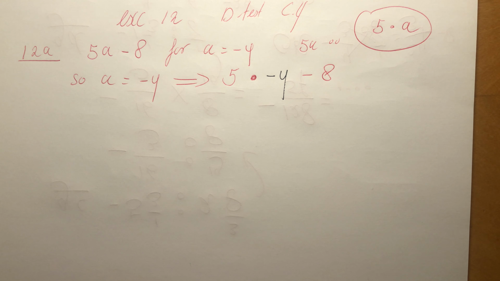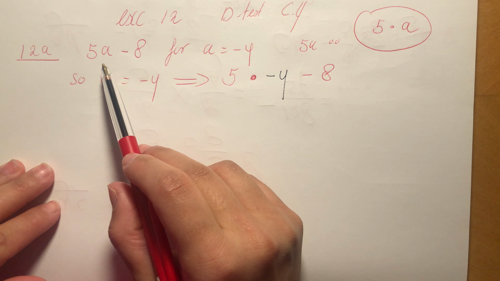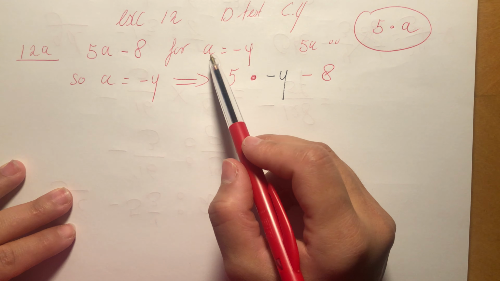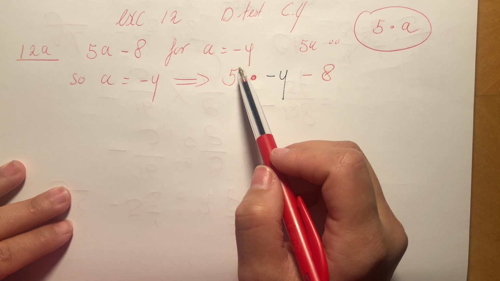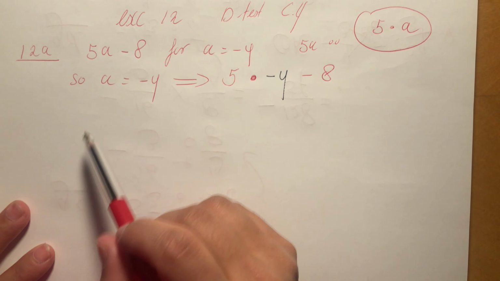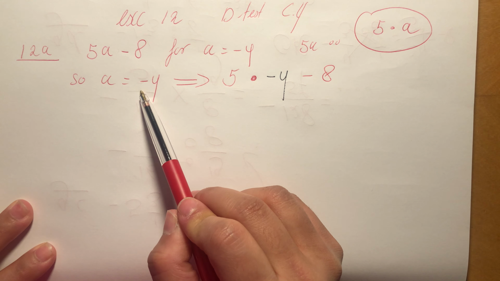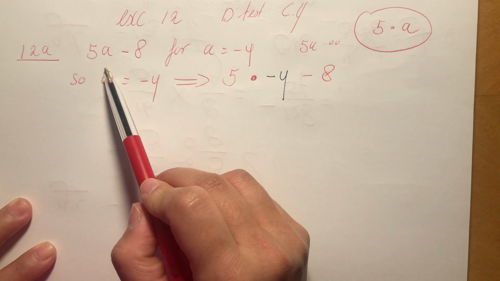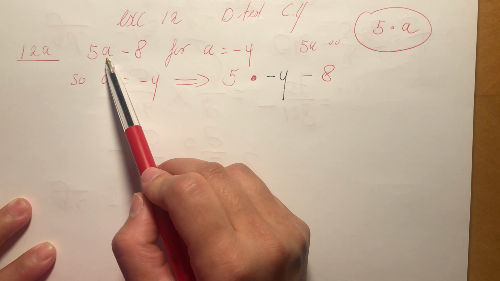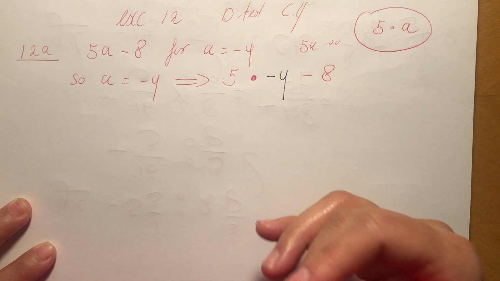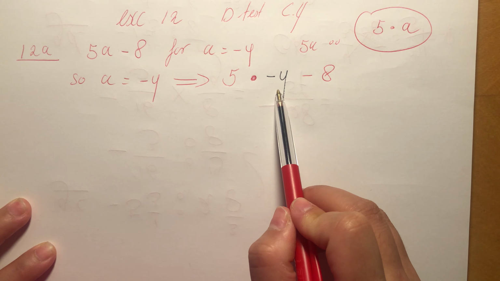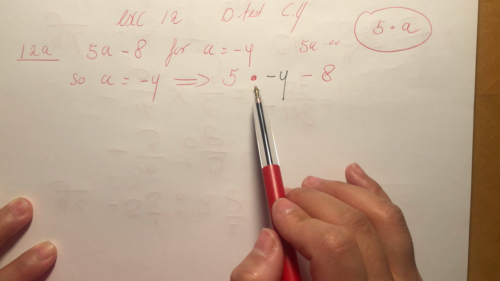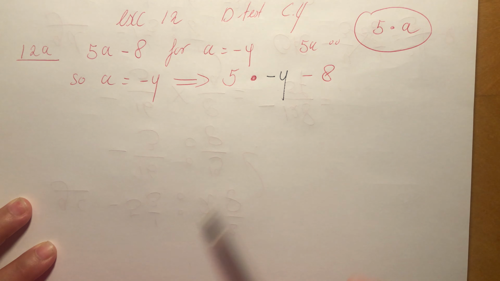Okay, guys, exercise 12 from the D-test, chapter 4. 12a, we're going to do A first. 5a minus 8, for a is negative 4. Calculate. Now, we know that a is negative 4, and we know that 5a means 5 times a. So, where you see a, we're going to substitute the negative 4. So we get 5 times negative 4 minus 8.